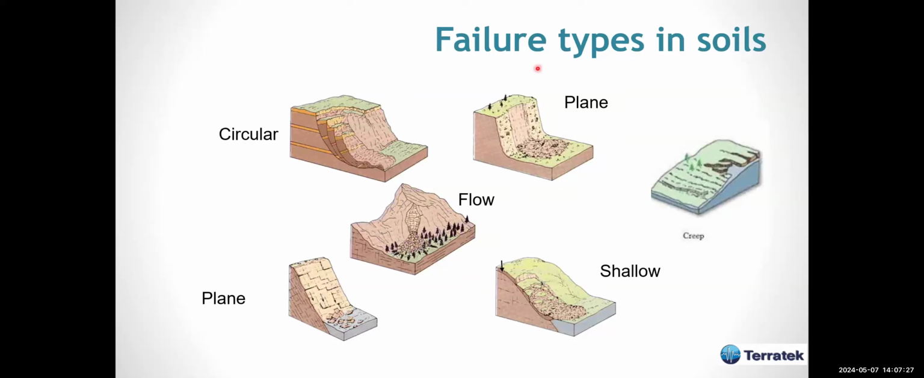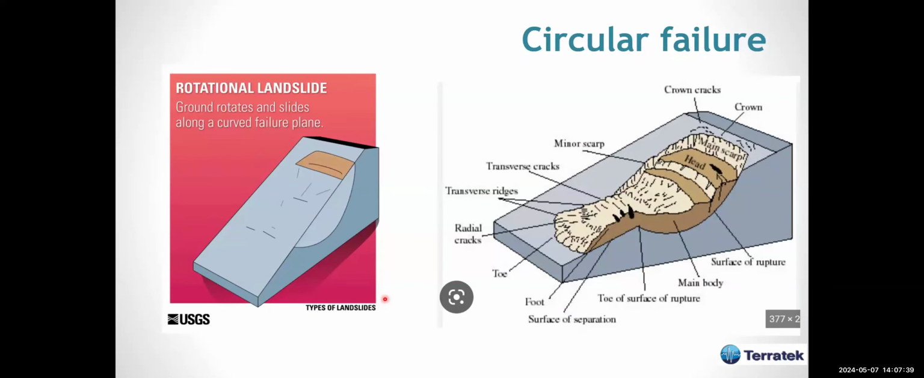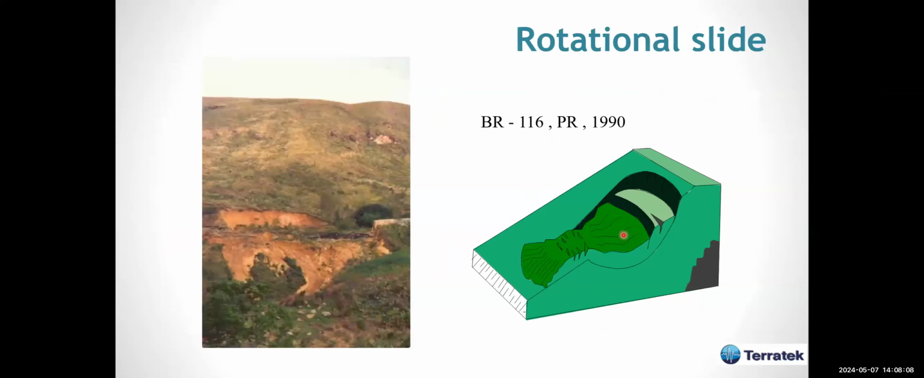Circular failure, plane failure, creep, which we're going to have some examples to talk about, flow, shallow failures, and plane failures, okay? And this is an animation I managed to get, which is available from the US Geological Survey, very interesting. In a circular failure, we can define the crown, where we have the main cracks, and the toe, in which we have the bulge of the material at the toe. And this is the slip surface that has been defined as a circular one, okay?